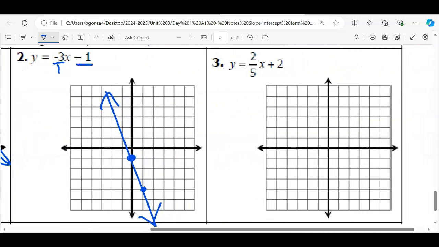Last but not least, number 3, mx plus b. Do I graph the m or the b first? B is where you begin. You graph this number first on the y-axis. And now I'm going to use the m slope as rise over run. Rise 2, run 5. And now I can use my nice straight edge to make a nice straight line.